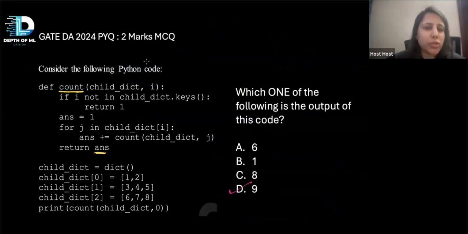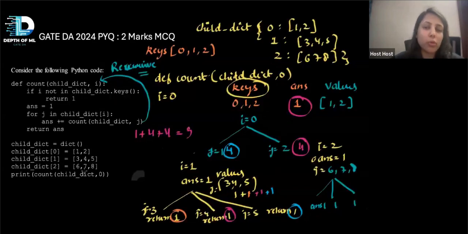Okay. So this was a 2-mark MCQ. So you should know how to trace a recursive program or a recursive function. And if you know that, you will be able to solve this very quickly. I had to write a lot of things over here for you. But if you do it quickly in your head, you can just draw this diagram very quickly and see what answer you are getting. Fine. So this is the first question that was asked in GATE D exam 2024.